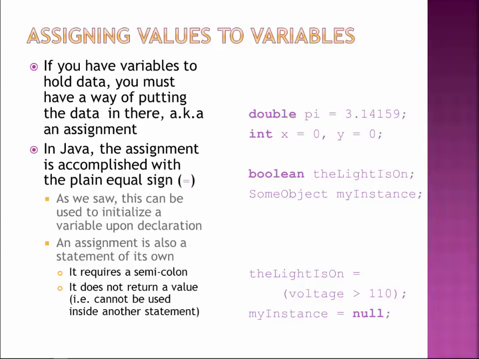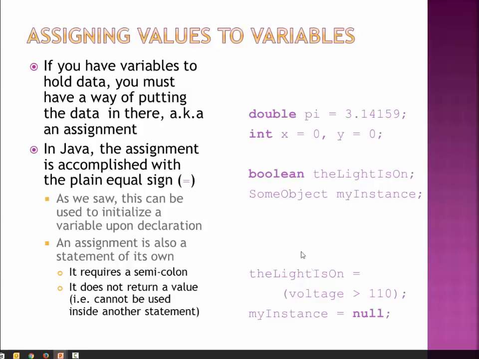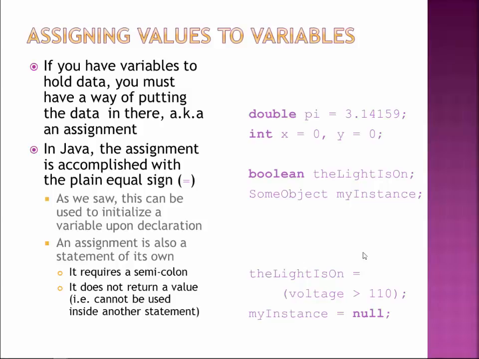So one of the things you might have caught inside of there is the idea of assigning a value to a variable. Variables need to have a real value, normally a number or text or something like that. So the equal sign is used for that, and the equal sign can be used as part of the variable declaration, or it can be done later on. So we saw before, in this case, we have the variable the light is on and then my instance. And so we can say the light is on is equal to is the voltage greater than 110.